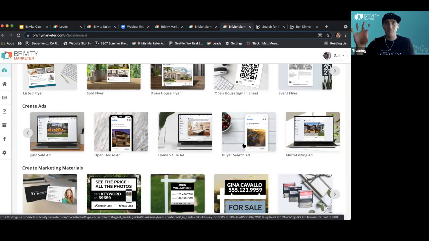Now you've got tools to help you market your business so you can get in front of more people, so you guys can deliver that dream more times the rest of this year and definitely next year. So it's a little bit about Brivity Connect, Brivity Marketer, and some of the different power that's back there.